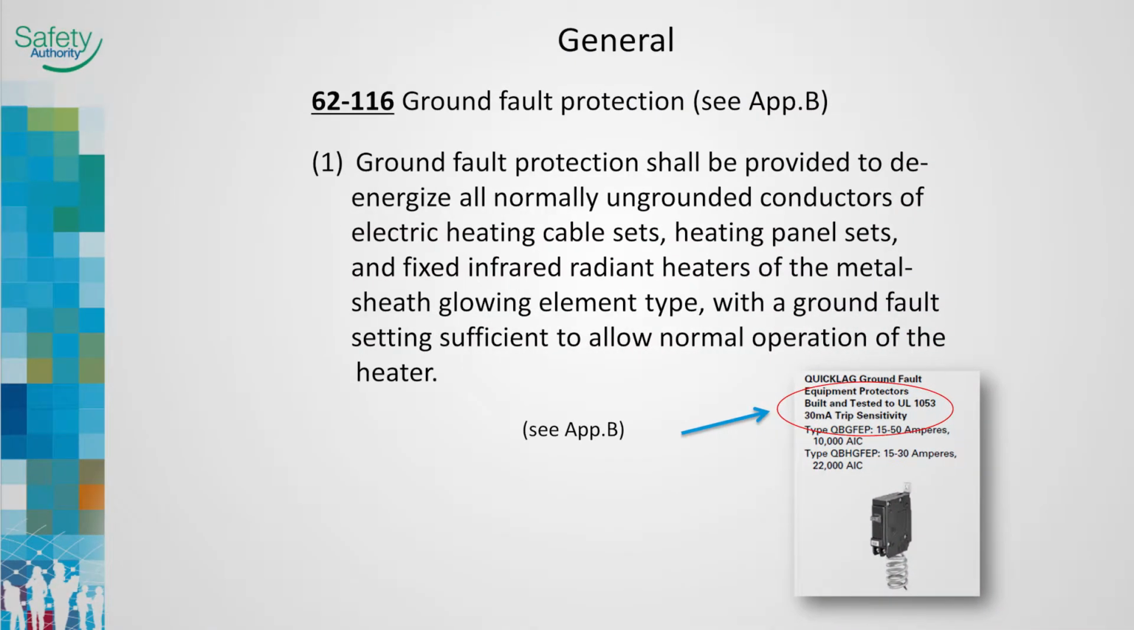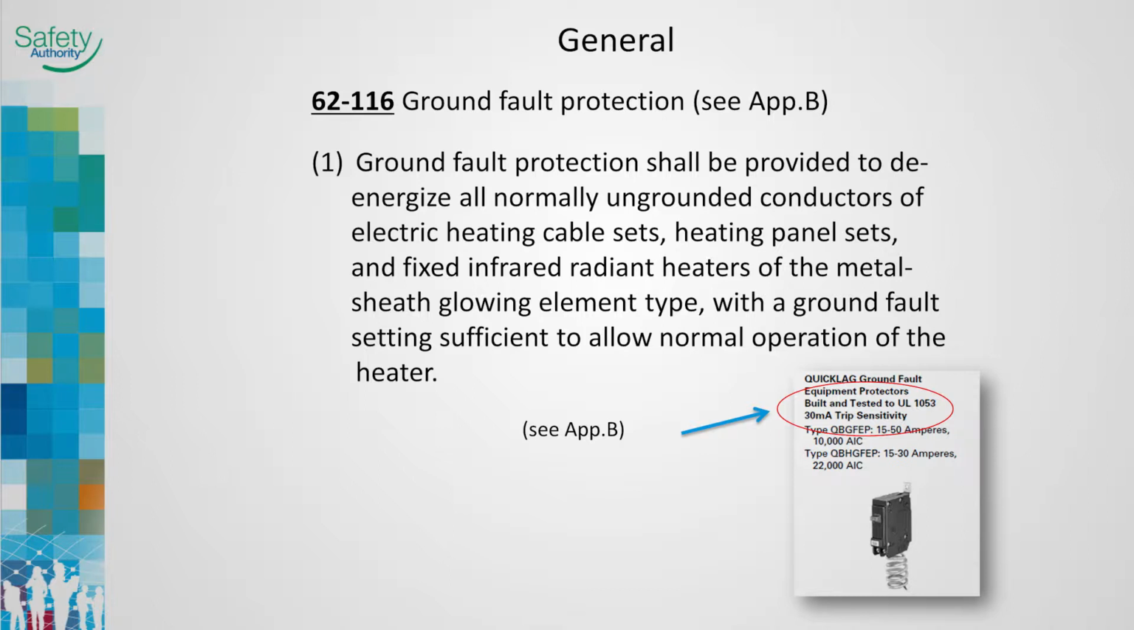Rule 62-116 is new, but has been created from other rules and subrules from the 2012 edition of Section 62. Rule 62-116 has been placed in the general section of Section 62 and applies to all heating cable sets, heating panel sets, and fixed infrared radiant heaters, except as specified in subrules 2 and 3. Ground fault protection in Subrule 1 is required to protect the equipment, not to protect the users.